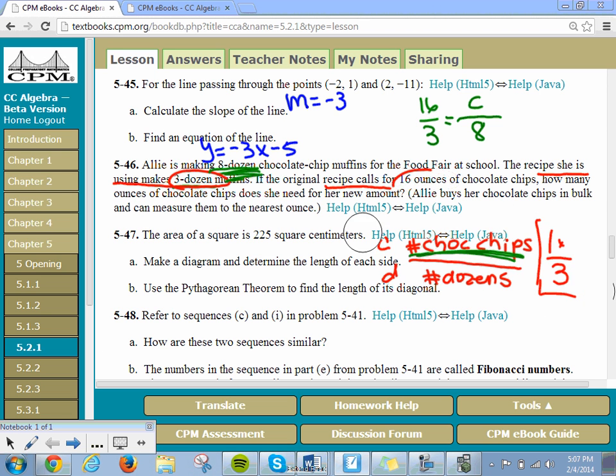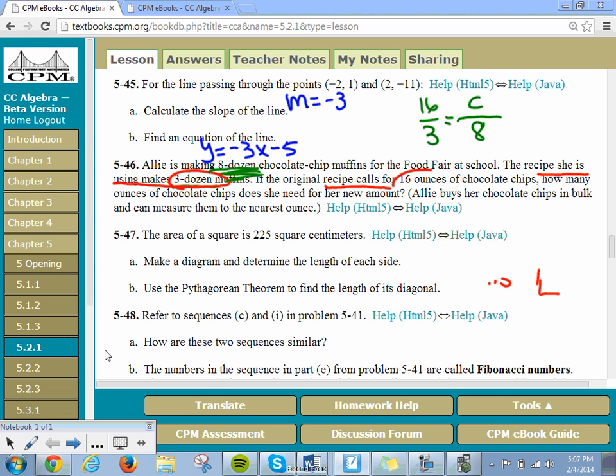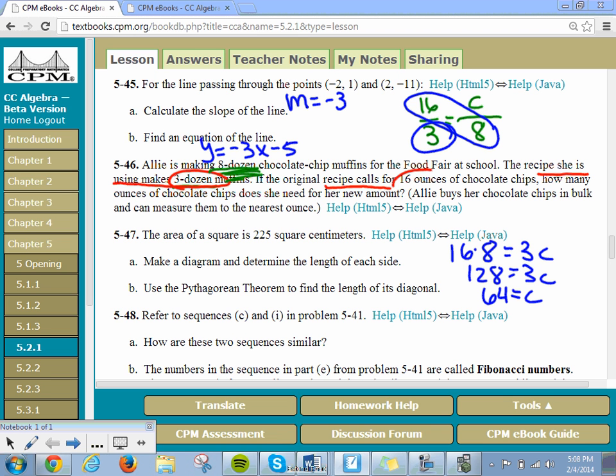So once you set up your proportion, we just need to cross multiply and divide. So we're going to cross multiply 16 times 8 and then divide by 3. So 16 times 8 is going to give us 128. So we'll have 16 times 8 is equal to 3c. 128 is equal to 3c. So we'll divide by 3. We get c is equal to 64. And so we're going to need 64.